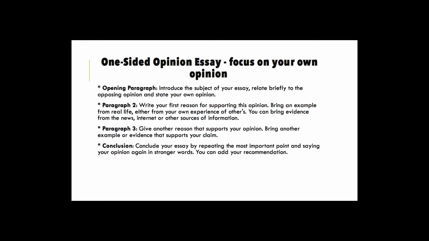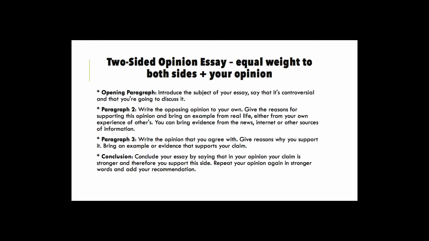You can add your recommendation. The two-sided opinion essay. Equal focus on both sides plus your opinion. The two-sided opinion essay is also called for and against, or pro-con, or advantages-disadvantages essay.